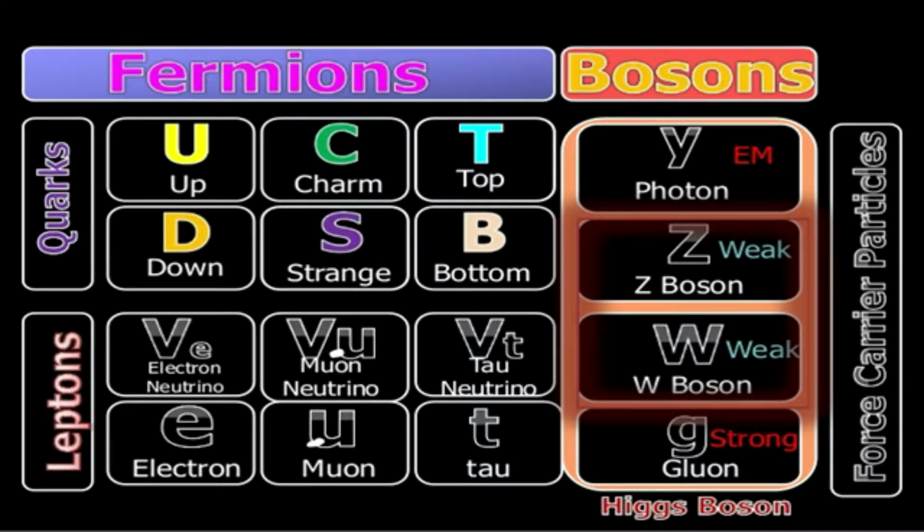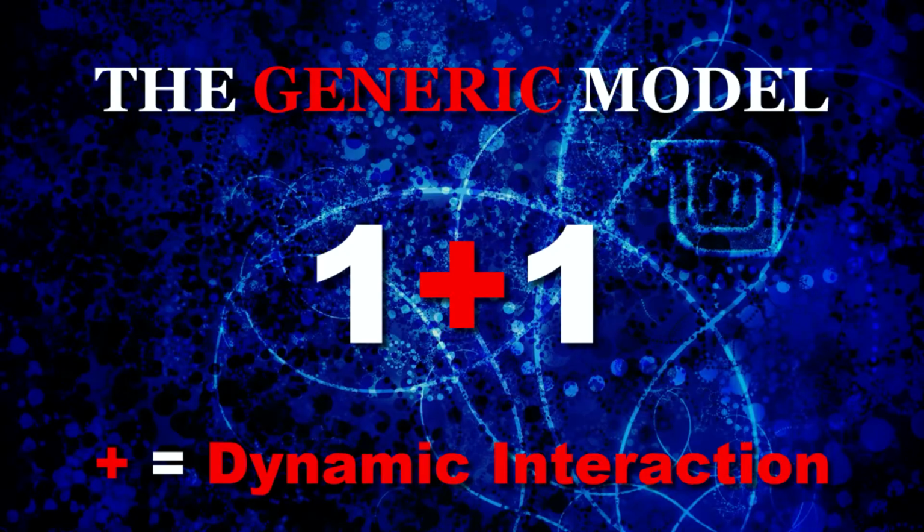This is the standard model in physics. Note that it is split into 3 sections: quarks, leptons and bosons, force carrier particles. The force carrier particles are the equivalent to the plus sign in the generic model. They are the third dynamic part between 2 points.